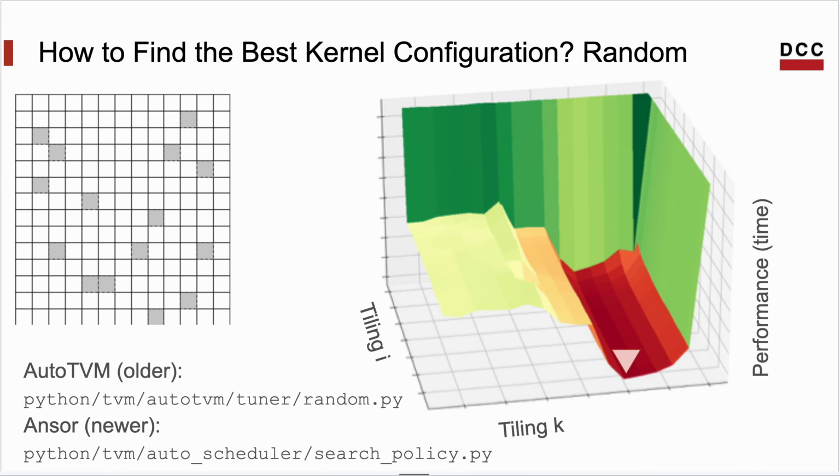Compilers usually solve this problem doing something called autotuning. That's basically a feedback system. We run the kernel, profile it for performance, and then use the observation to look for another kernel. TVM has lots of different ways to do autotuning. The simplest approach is just to sample random kernel configurations in hopes of finding the optimal one.